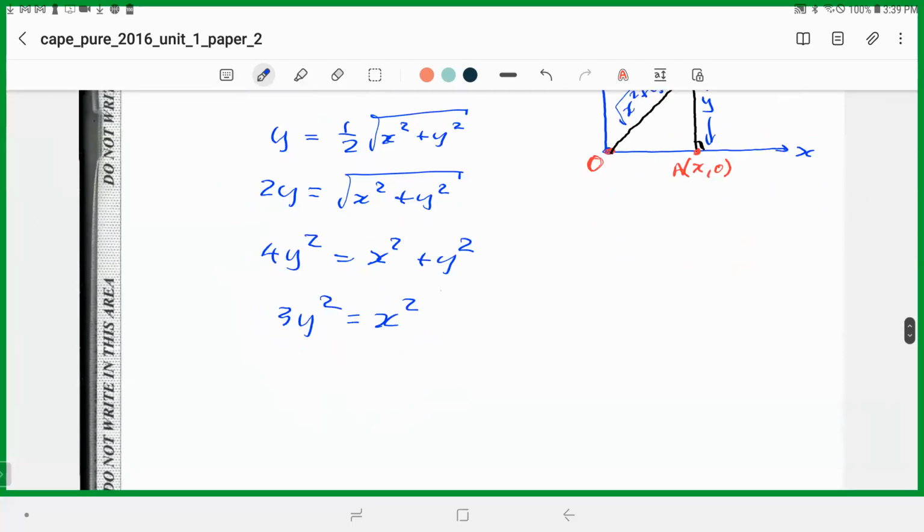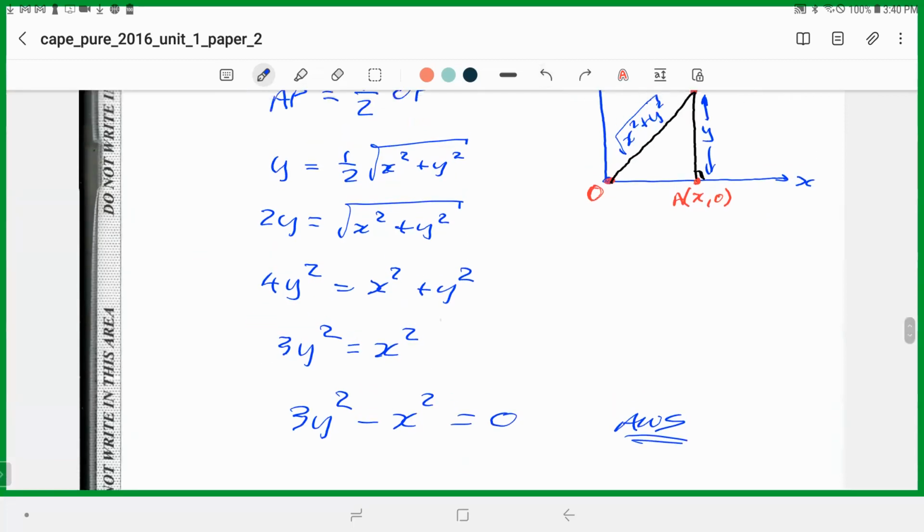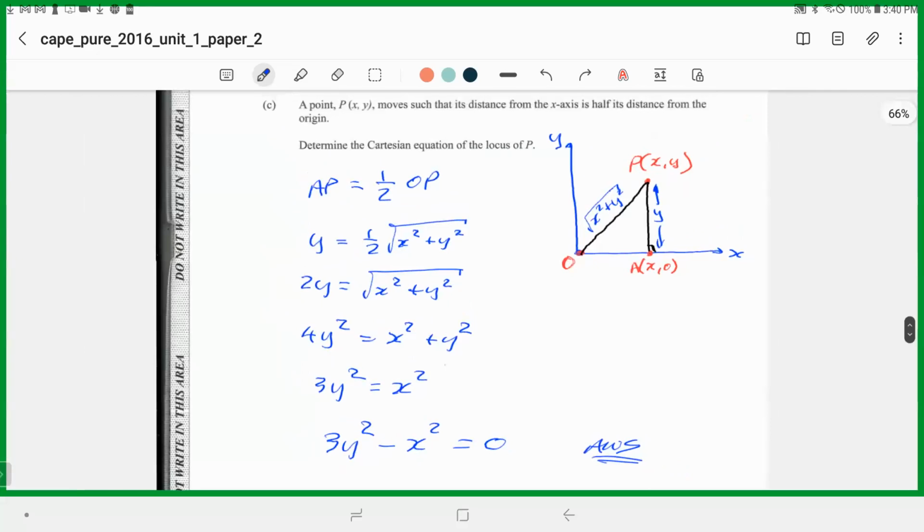If you want, you can transpose and write 3y squared minus x squared equals 0. This is the answer. If you left it the other way, good to go, same thing. But that is it: you put what they have said on a sketch, and then transfer that sketch to the equation in terms of what they have said.